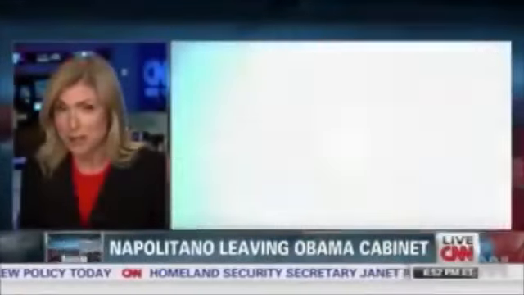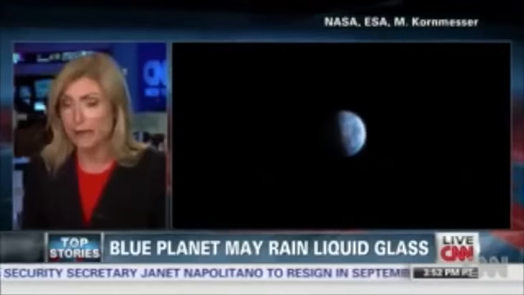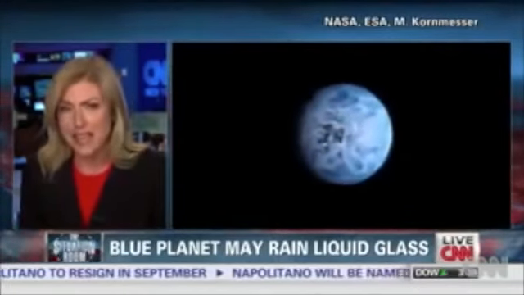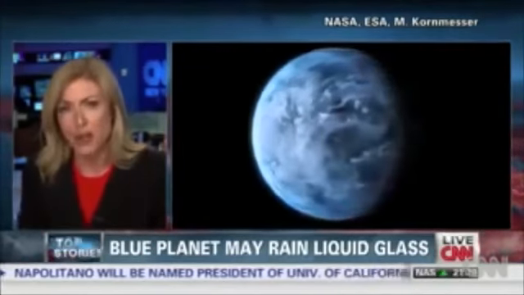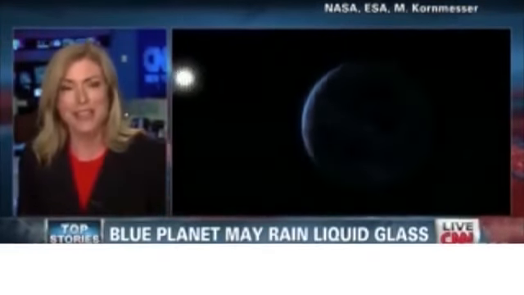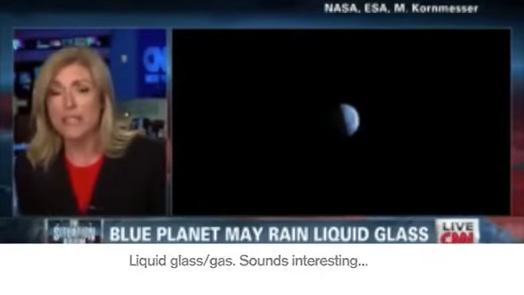Astronomers using the Hubble telescope have found a deep blue planet 63 light years away. Unlike Earth, the blue color does not come from oceans. Instead, NASA says the planet is a gas giant with a daytime temperature of 2,000 degrees Fahrenheit. And get this, it may rain liquid gas sideways amid winds of 4,500 miles an hour.